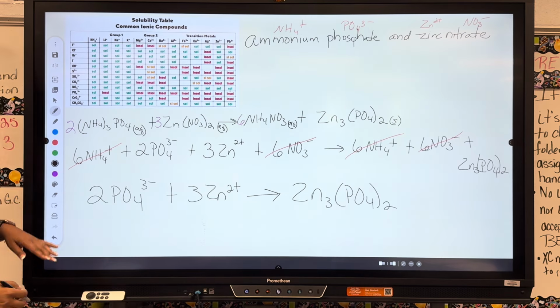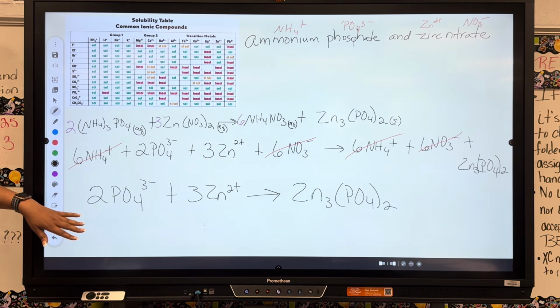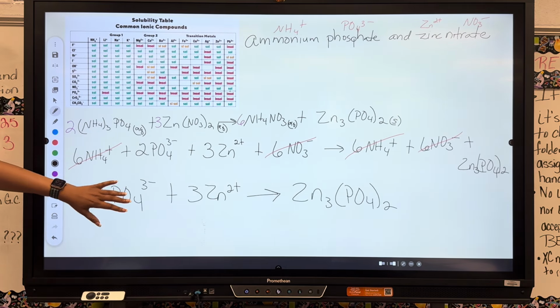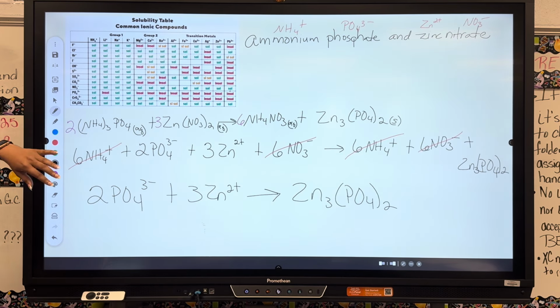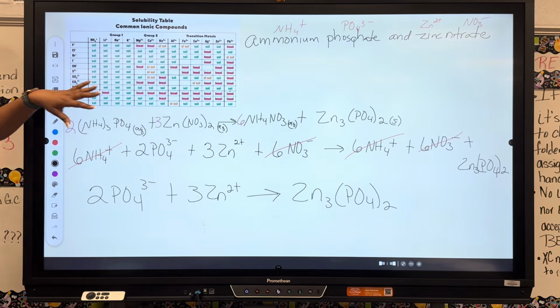So my net ionic equation basically is stating that my 2 phosphate ions plus my 3 zinc ions are going to create that zinc phosphate, because everything else is going to end up canceling each other out.